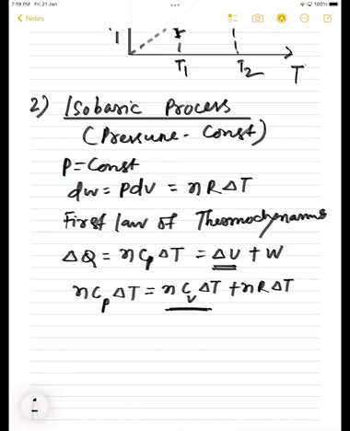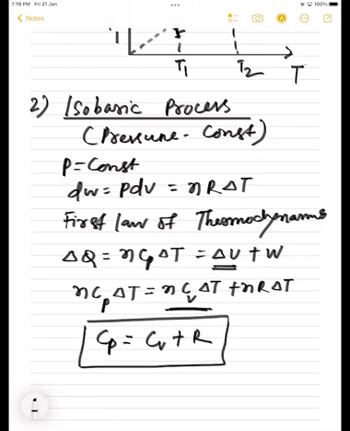Yes or no? From here only you can say Cp is equal to how much? Cv plus R. See here, delta T you cancel from everywhere, right? n is common, take common. Can you get Cp is equal to Cv plus R now? Getting or not, students, the equation?